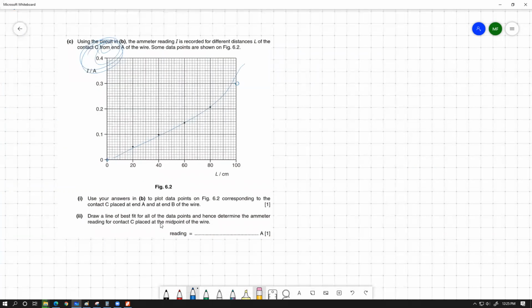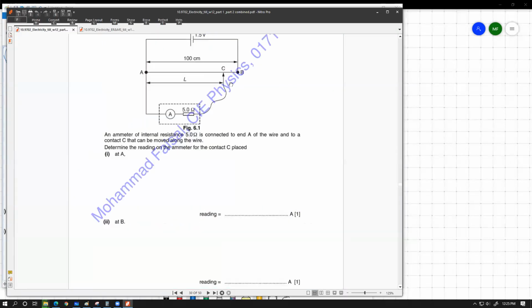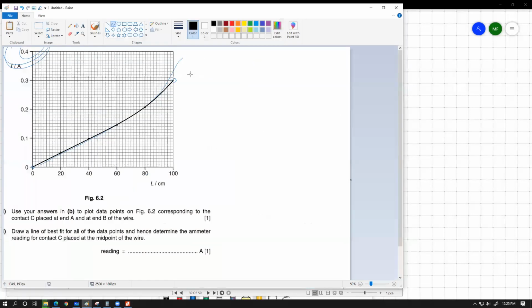After drawing the graph, it tells us to draw the line of best fit, and hence determine the diameter ring for the contact C placed at the midpoint of the wire. So if the contact C was placed at the midpoint, this value would be 50 centimeter. From here we just have to find the crossing point for the 50 centimeter, get this reading from here, and simply write that number over here. That's pretty much it.